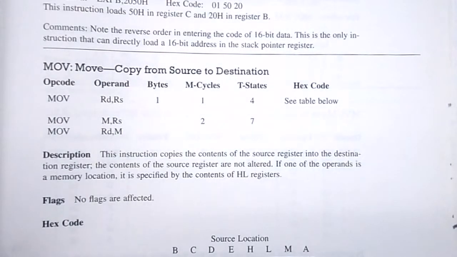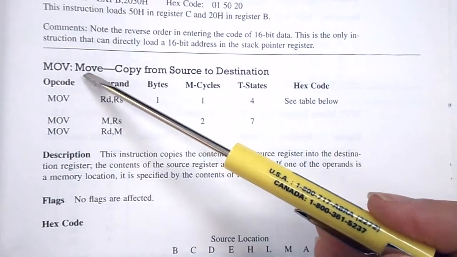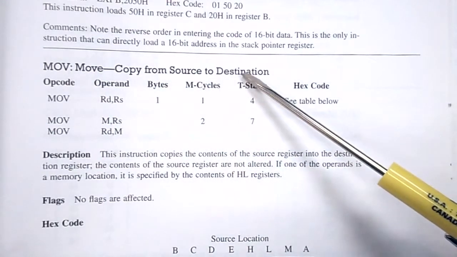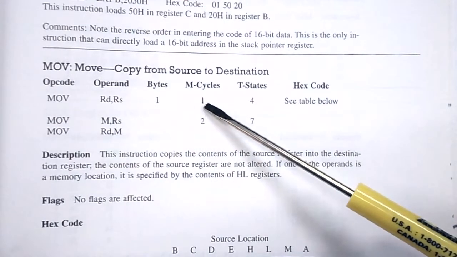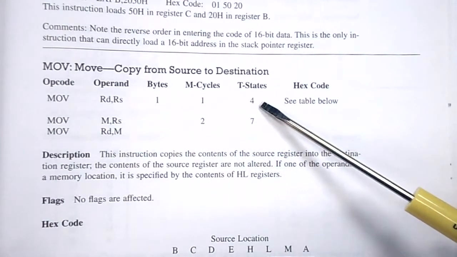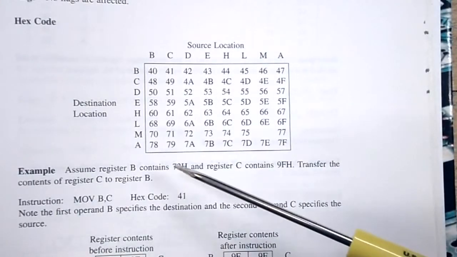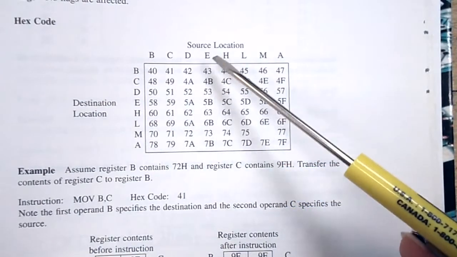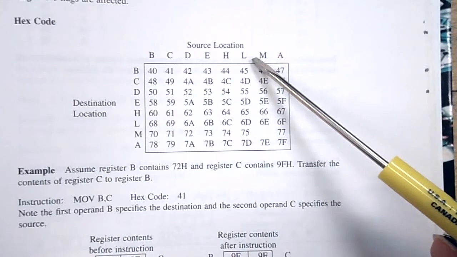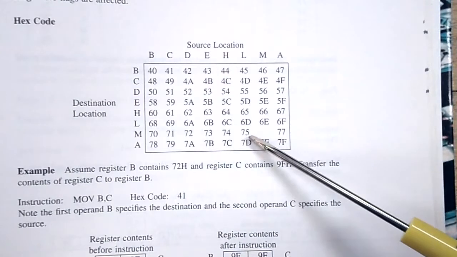Referring to page 757 of your textbook, you can see the MOV, or move, copy from source to destination. So it's 1 byte in size. It takes 1 machine cycle and 4 T-states. You notice it says for the hex code, see the table below. So looking at the table below, you can see we have destination locations down one side of our table and source locations across the top. So depending on where we want to move things from, we're going to have a different opcode.